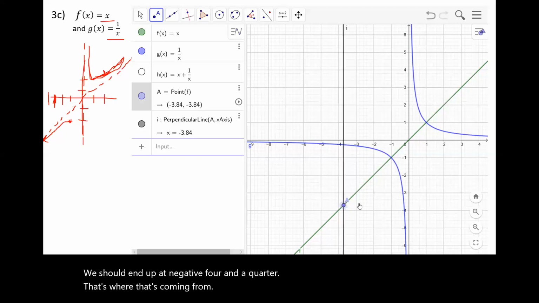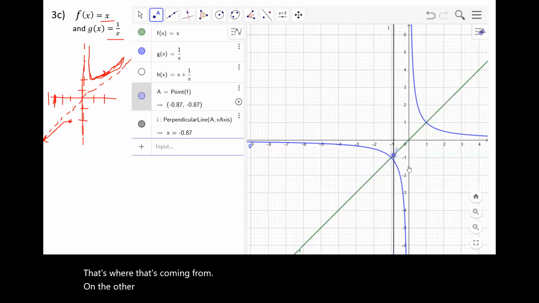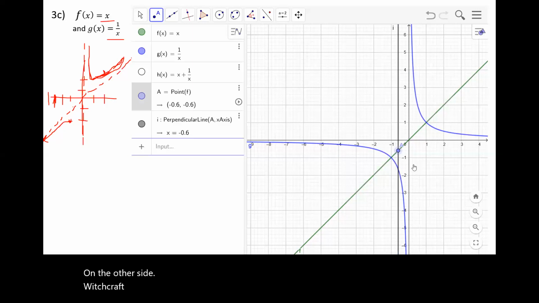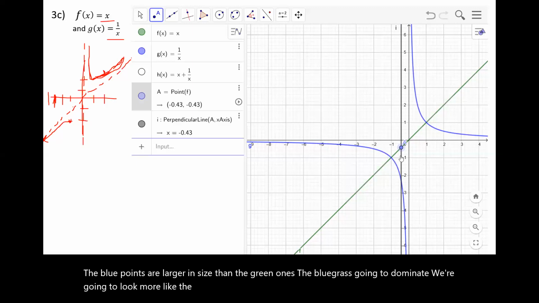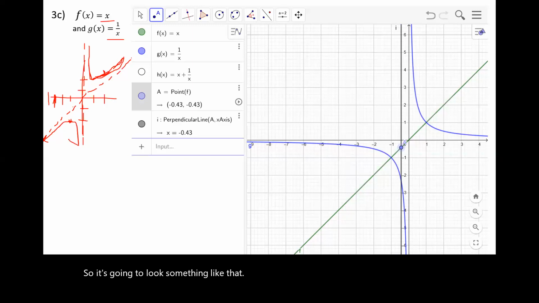On the other side, which graph dominates? The blue points are larger in size than the green ones, so the blue graph's going to dominate. We're going to look more like the blue graph on this side. And we're adding negatives, so we stay below the line. So it's going to look something like that. Okay, it's pretty rough. Let's show you what it really looks like.